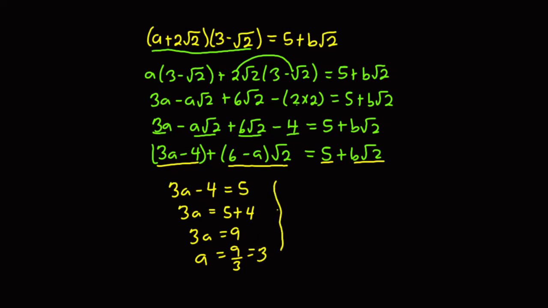Then also, we can say that 6 minus a is equal to b, because b is attached to root 2 and 6 minus a is also attached to root 2. So going by that, b is equal to 6 minus the value of a, which is 3, and so this gives us 3. So what it means is that a is equal to 3 and b is also equal to 3.